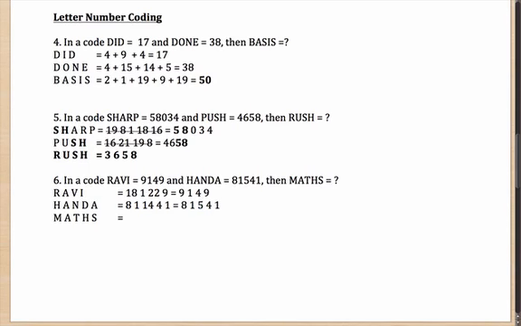Now all you need to do is just figure it out for maths. M is 13, A is 1, P is 20, H is 8 and S is 19. So how much will be the new code? 13 will become 4, 1 will remain 1, 20 will become 2, 8 will remain 8, 19 is getting added up to be 10. So it depends on your options. If you had this as an option, that will be your answer.